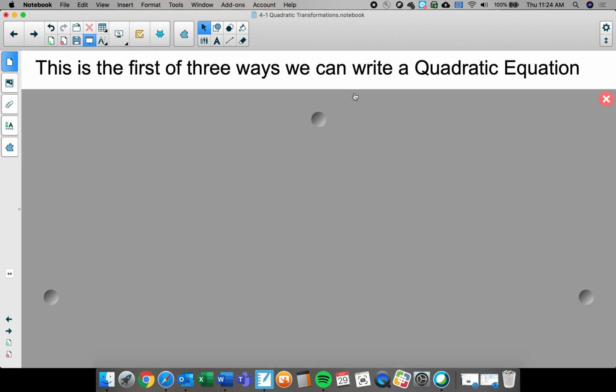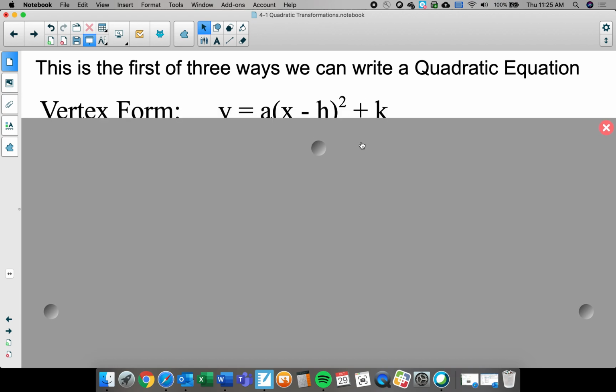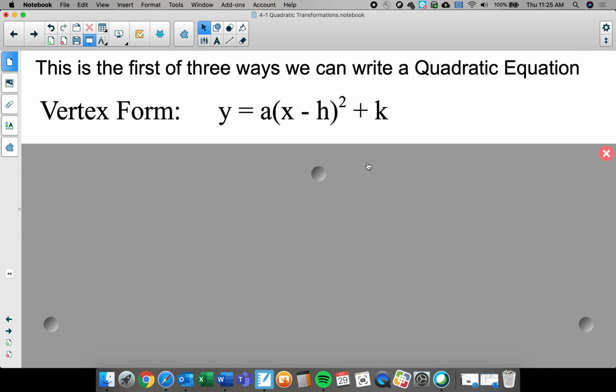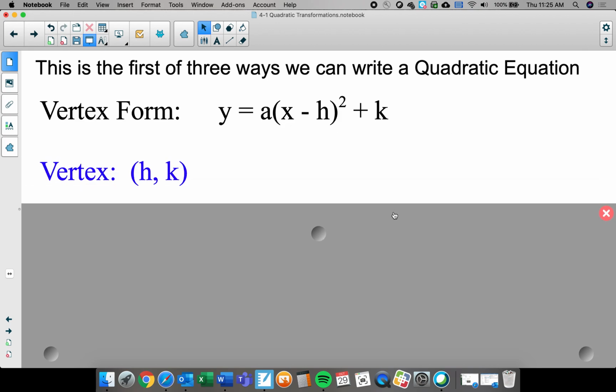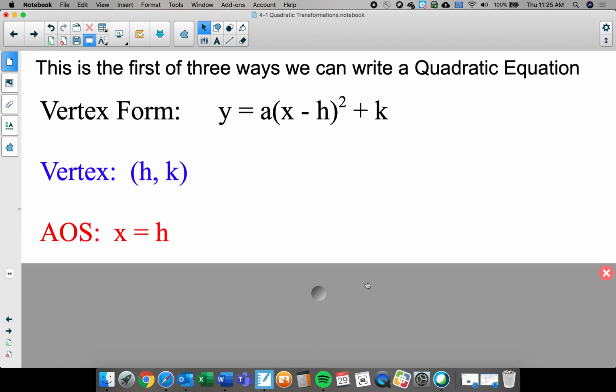Today's going to be the first of 3 different ways that you can write a quadratic equation. We are going to deal with vertex form, which should look familiar to you because from absolute value, the only difference is instead of having absolute value bars here, you are now squaring x minus h. It is the exact same vertex form. The vertex is still the coordinates (h, k), just like in the absolute value. The axis of symmetry is still x equals whatever the x coordinate is of your vertex. It goes right down the middle.